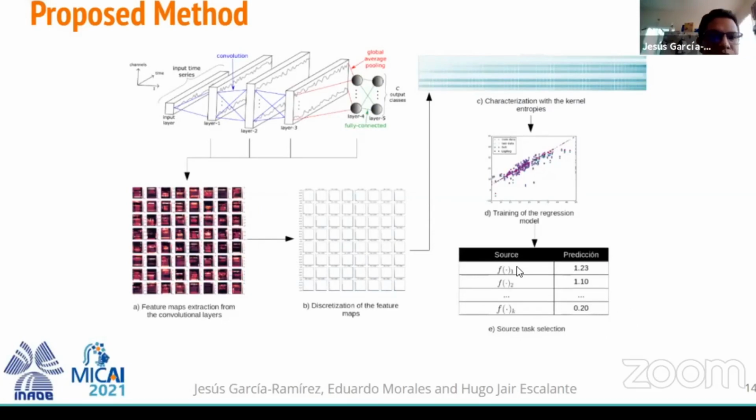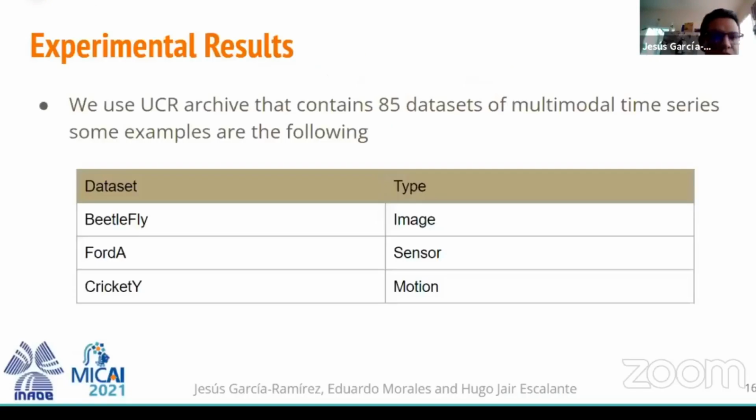And now I will show you the experimental results of our method. For our experiment, we use the UCR archive that contains 85 datasets of multimodal time series. Some examples of them are the following. The ButterFly dataset contains image data, the 4K contains sensor data, and CricketX contains motion data. To build the regression model we use those data instances in their training data.